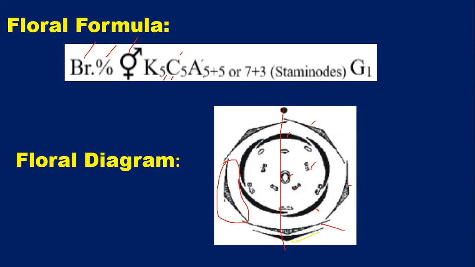So totally there are 10 stamens. From the 10, 5 stamens are arranged towards the outer side, 5 stamens are arranged towards the inner side, arranged in 2 whorls. Or in some flowers, 7 stamens are fertile and 3 stamens are sterile. Sterile stamens are always called staminodes. So here they are not given in brackets.